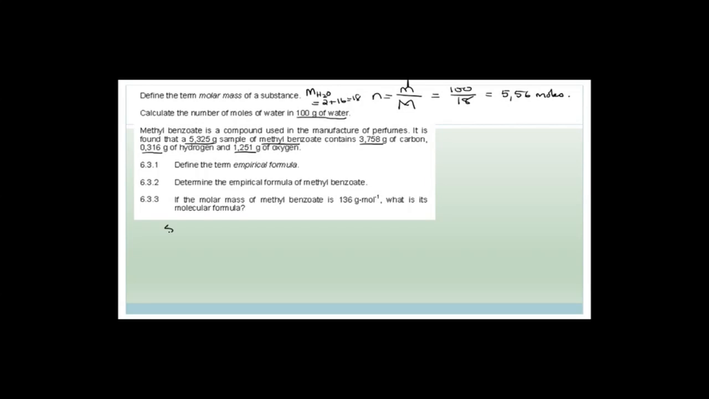Okay, so the total sample is 5.325 grams. Out of that, carbon is 3.758 grams. Hydrogen makes up 0.316 grams. And oxygen makes up 1.251 grams. Okay, so do you see that we can actually convert these to percentages? We can work out the percentage of carbon, the percentage of hydrogen, and the percentage of oxygen. We can divide each of these by the total and times by 100 over 1, and we can get the percentage of carbon, hydrogen, and oxygen. It's actually a very nice question because usually what happens is they start you off with percentages, and then you pretend it's 100 grams, and then you work it through. Now we've been given something where we actually have to convert these to percentages before we can work with it. Okay, so let's do that.